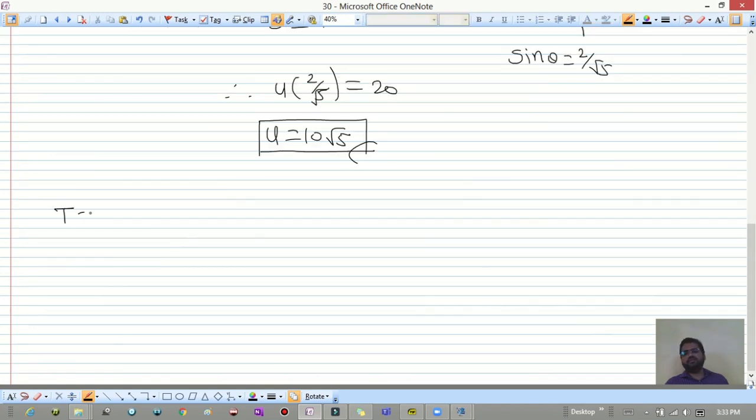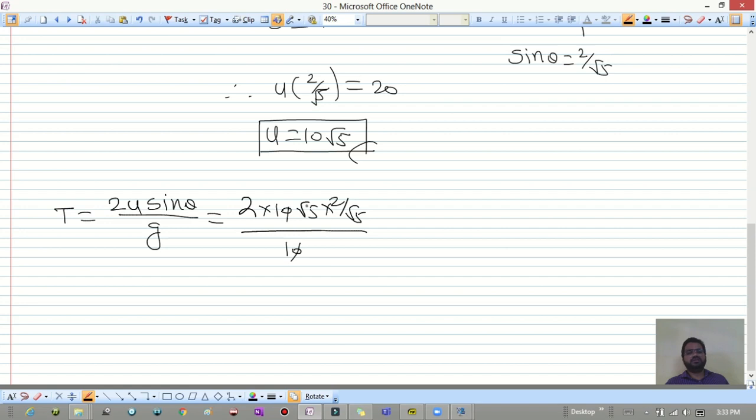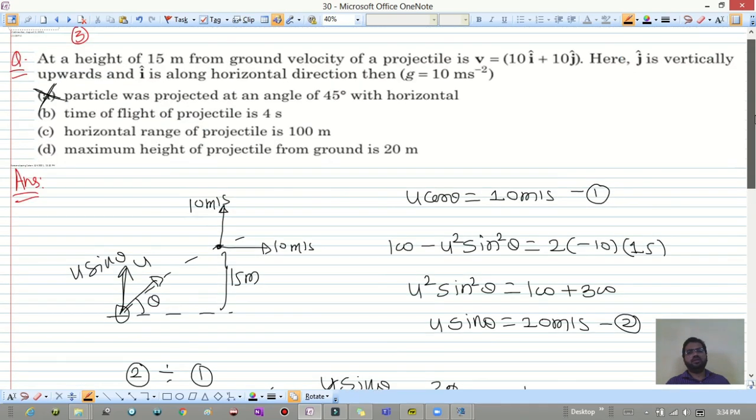What is the time of flight? Time of flight is 2u sine theta divided by g. So which is equal to 2 into u we have is 10 root 5 into sine theta we have is 2 by root 5 divided by g is 10. So this 0 and root 5 cancel. We have 4 seconds is the time of flight, and they gave how much? 4 seconds. That means B is the correct option.